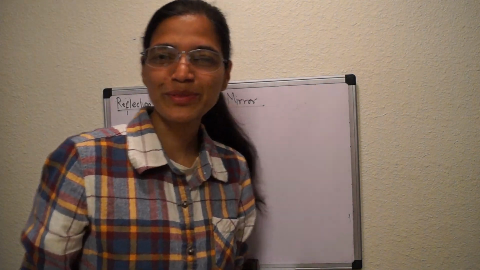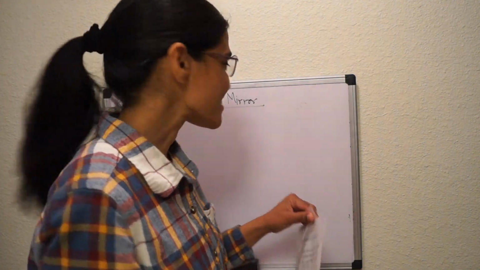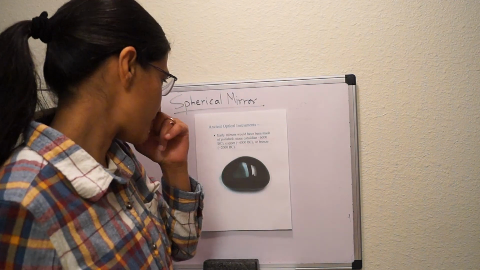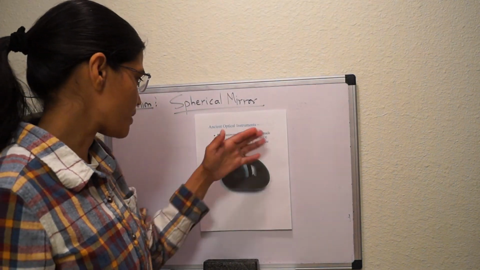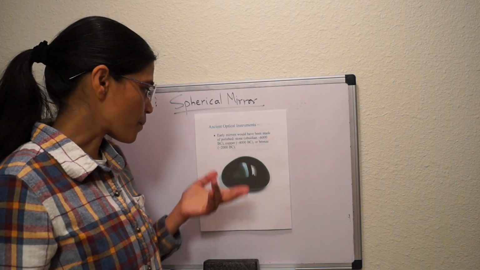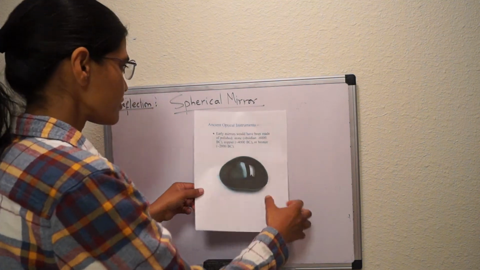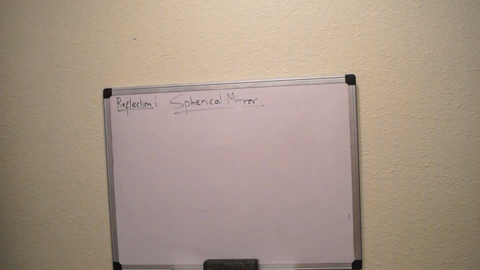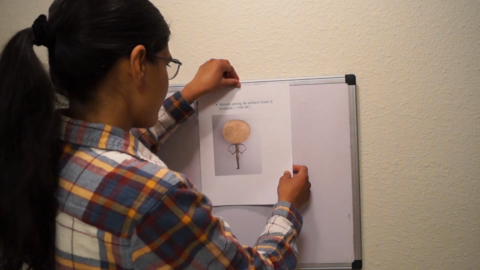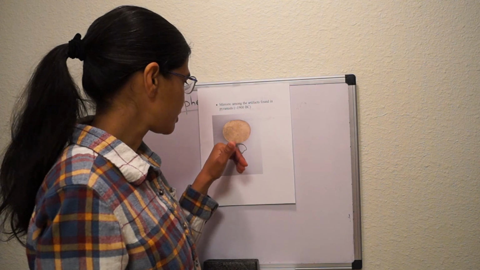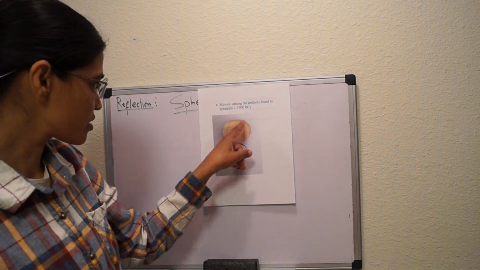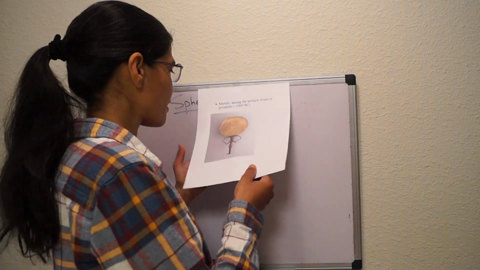People actually had mirrors even in ancient times. Early mirrors would have been made of polished stone, maybe copper or bronze. There is also another mirror that was found among the artifacts found in pyramids. It was around 1900 BC, and it looks like a bronze mirror.